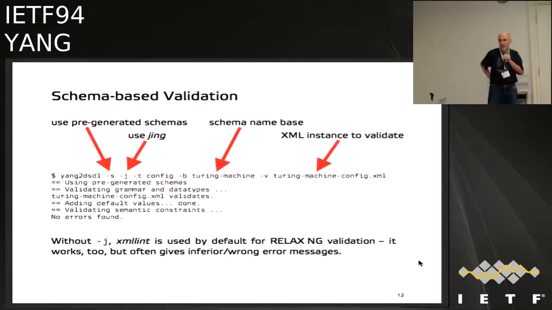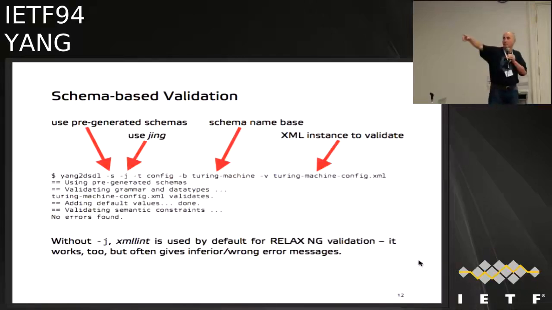If you don't use this -j, the script uses the usual xmllint that's part of the libxml suite. But in my experience, this xmllint works fine, but the problem with it is that its error messages are really horrible and they don't tell you anything about what's really wrong with the document, whereas Jing is very much focused and tells you exactly what you need to change in order to make the document valid. So I recommend using this every time.